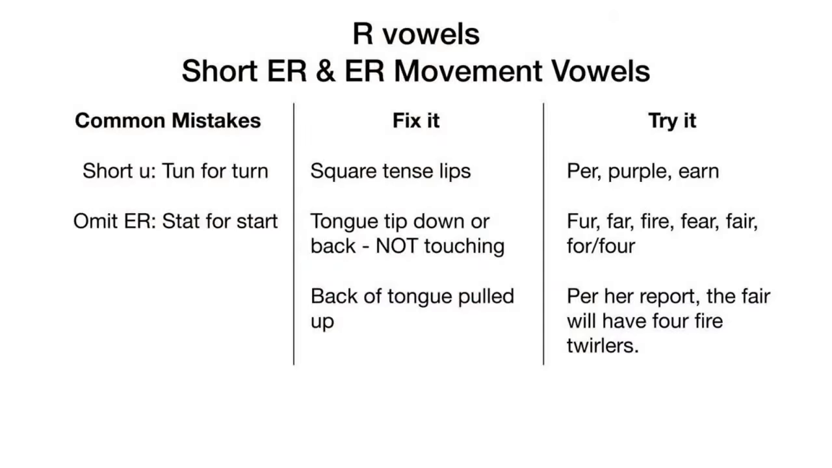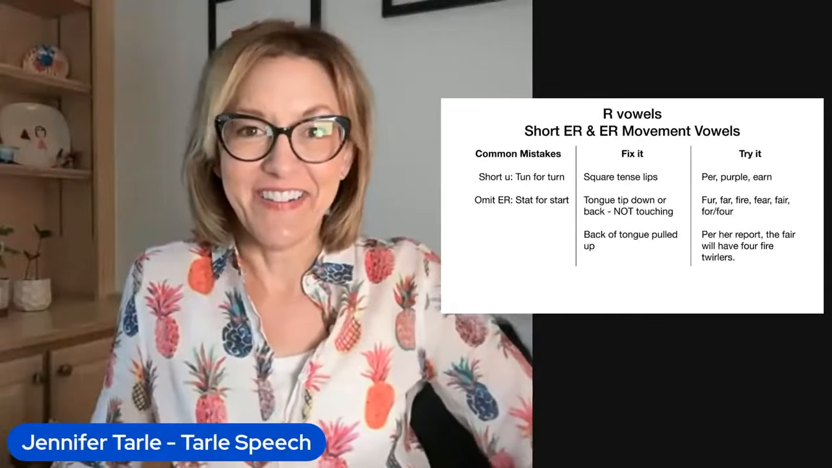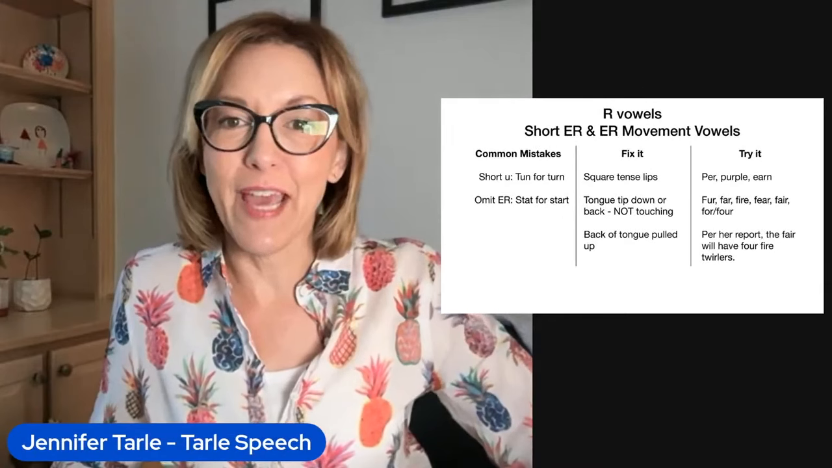Per, purple, urn. Fur, far, fire, fear, fair, for. Per her report, the fair will have 4 fire twirlers. All right, repeat after me.